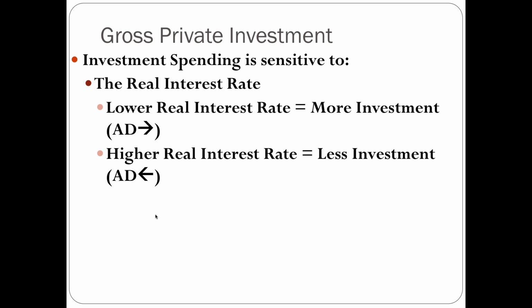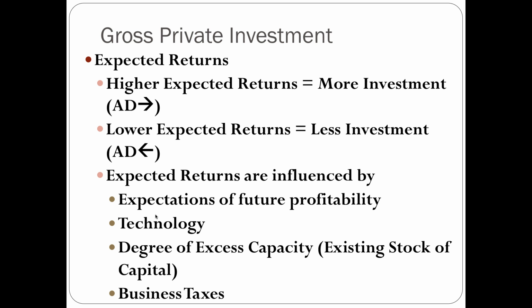Now, the real interest rate isn't the only thing that will affect gross private investment. Gross private investment is also going to be affected by expected returns on the investment. So higher expected returns means more investment. Aggregate demand shifts to the right. Lower expected returns is going to mean less investment. Aggregate demand shifts to the left. Now, these expected returns are influenced by various things. You have expectations of future profitability, technology, the degree of excess capacity, the amount of existing capital that you have.